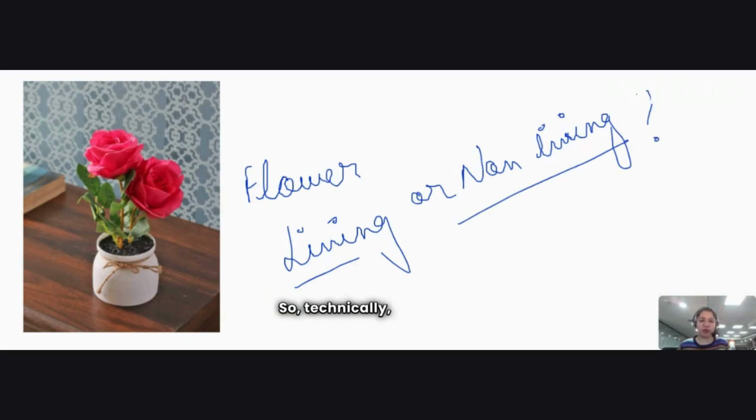Technically, if you see it over here, plants grow, right? They breathe in and they breathe out as well. So we can consider it a living one, right? Correct. Because over here the plant also grows, it needs sunlight, it drinks water from the roots to survive. Easy.